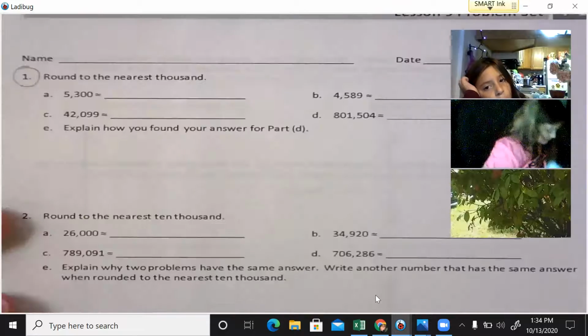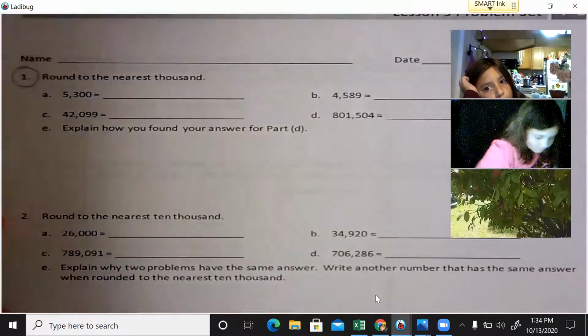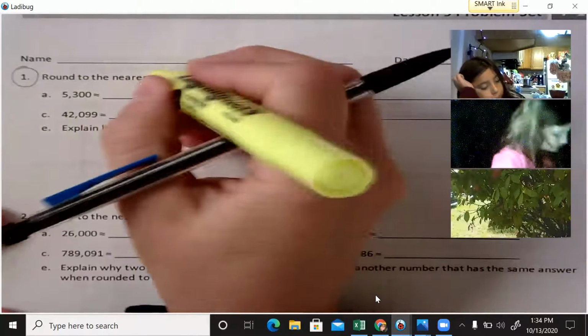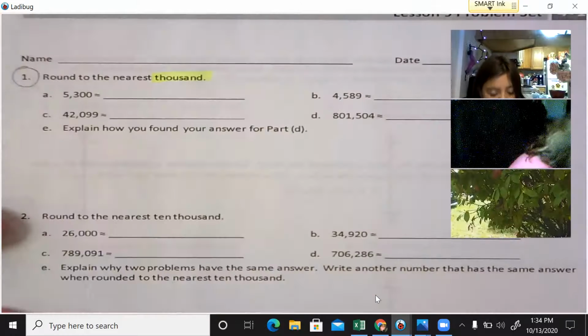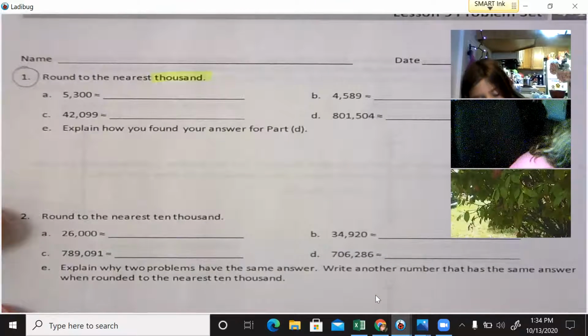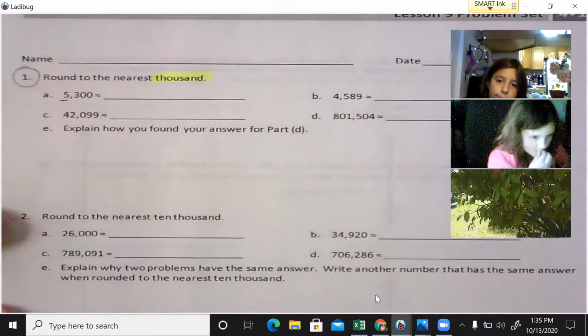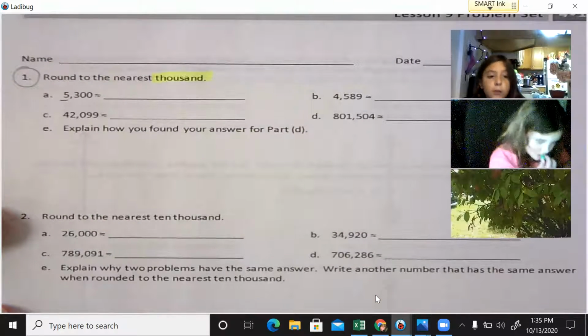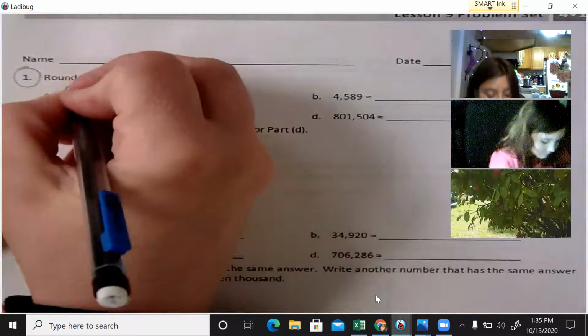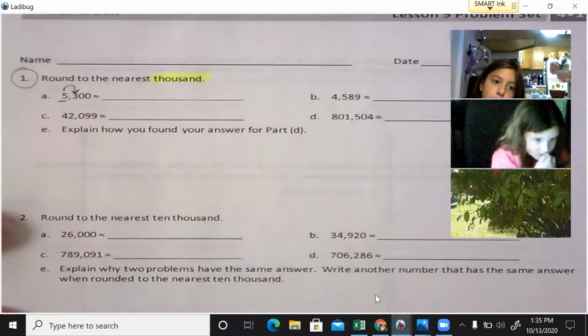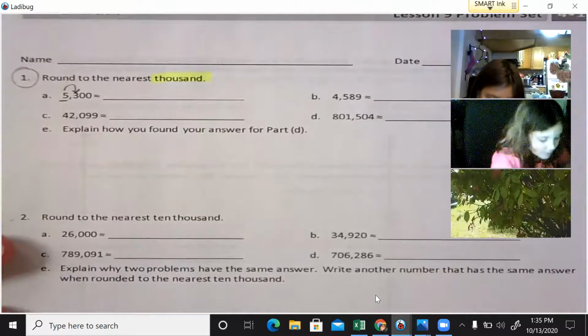On page 46, we're going to do number 1. We're going to round to the nearest 1,000. So I'm going to highlight 1,000 because it stays the same for every problem here. So in 5,300, I find my place. The 5's in the thousands place. Look next door. That's my boss, the 3.